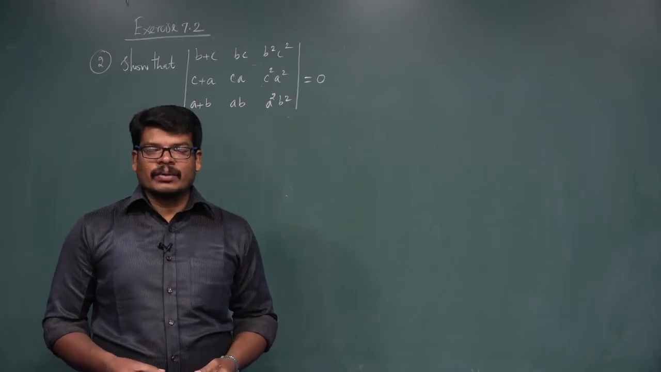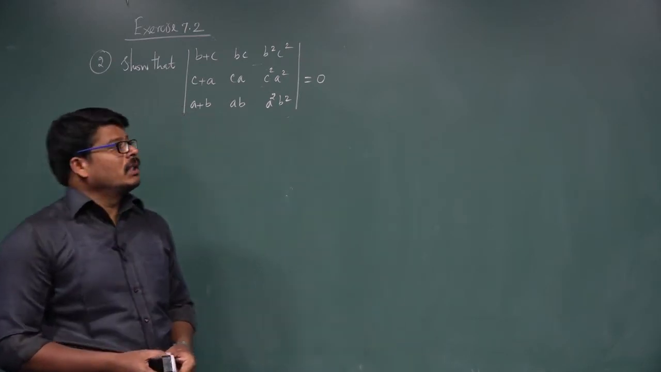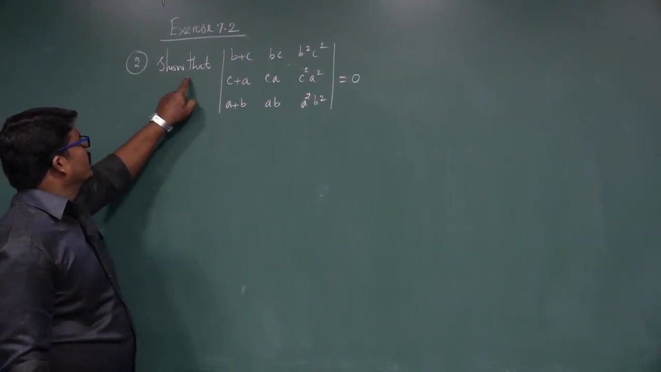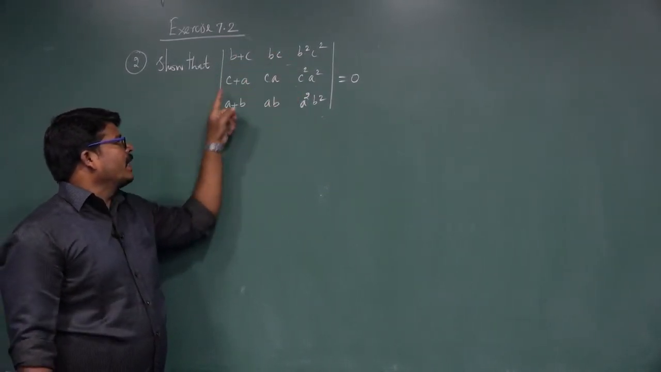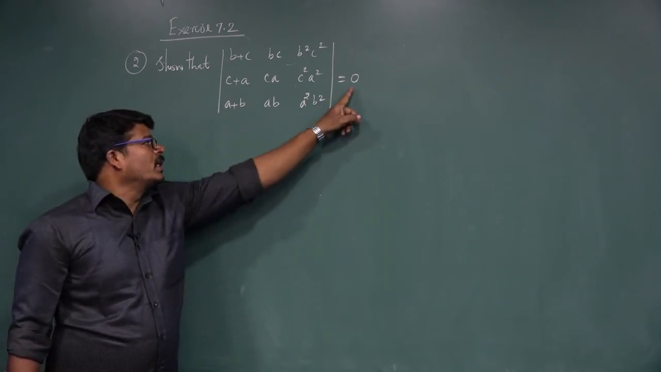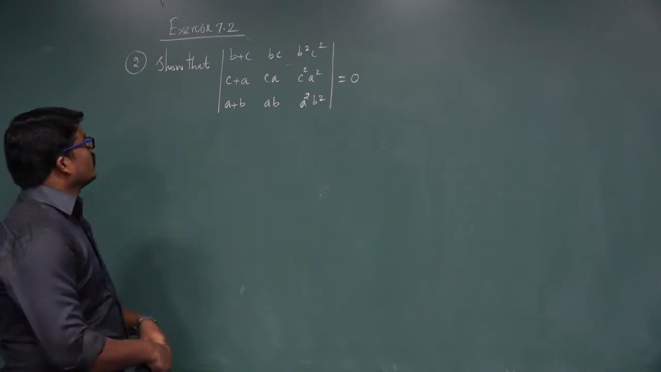Good morning students. Today we discuss exercise 7.2, continuing with the second question. Show that the given determinant is equal to 0. We have to prove LHS equals RHS. The RHS value is 0. Solution.